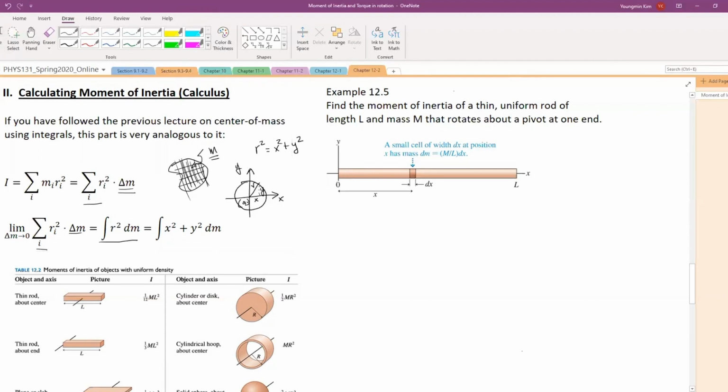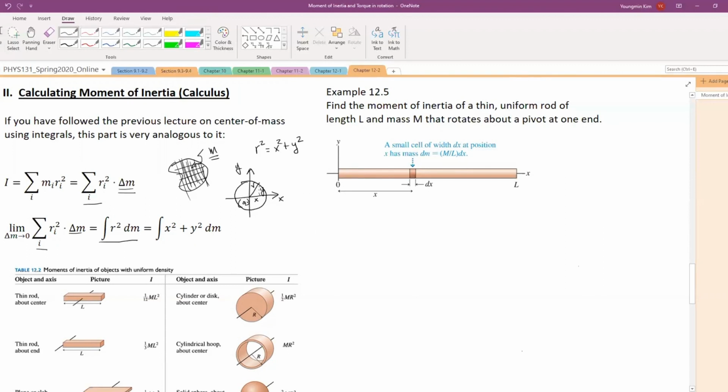Now let me give you an example of how to utilize this. This is the same example that we used in the previous lecture, calculating the center of mass. Here we're going to use that to calculate the moment of inertia of this rod. So imagine this thin, uniform rod, meaning the masses are distributed equally along its length, with a total mass m, that rotates about a pivot at one end. We want to calculate the moment of inertia when rotating about a pivot at one end.